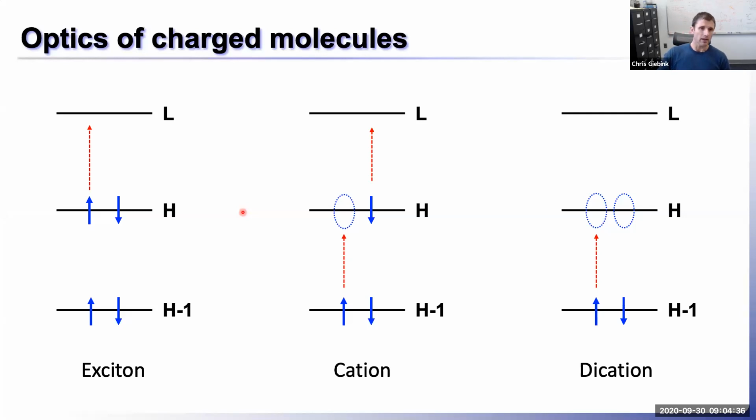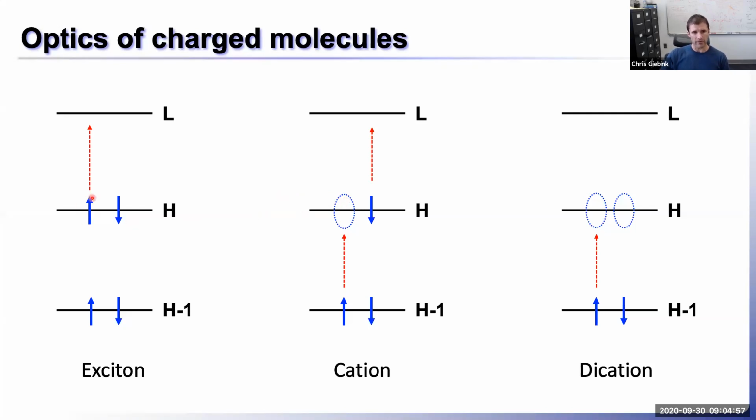So starting off with something that I think most of us are familiar with, the excitonic transition for neutral molecules. It's associated with promoting an electron from the HOMO level up to the LUMO level. But what we've become interested in is starting to exploit the optical transitions of charged molecules.